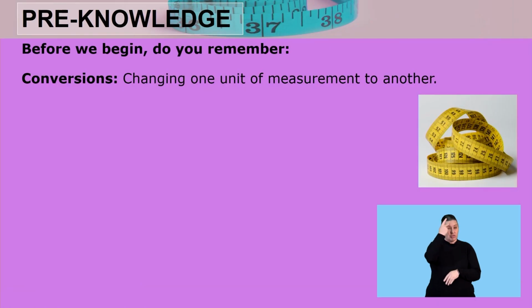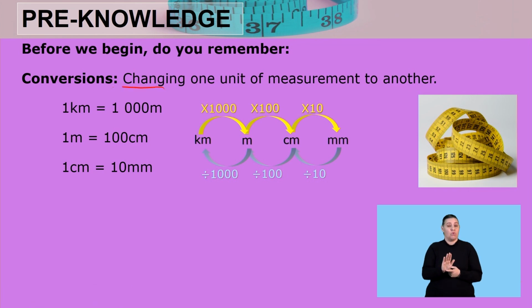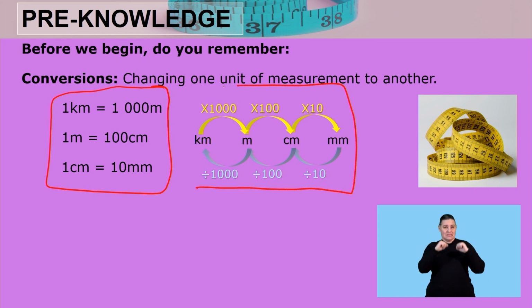So, this is the pre-knowledge. Before we begin, do you remember how to convert? Conversions are changing one unit of measurement to another unit of measurement. So, what I've done here is, I've shown you the 2 common methods in which we convert. Either you memorize all of that, or you memorize this system. So, on the first one, straightforward, 1 kilometer is 1,000 meters, 1 meter is 100 centimeters, 1 centimeter is 10 millimeters. Like I said, remember that one.